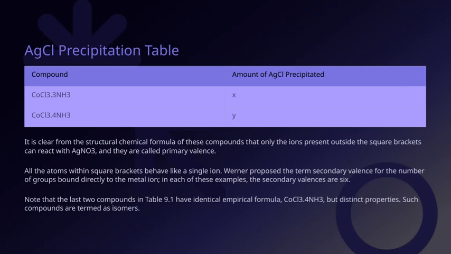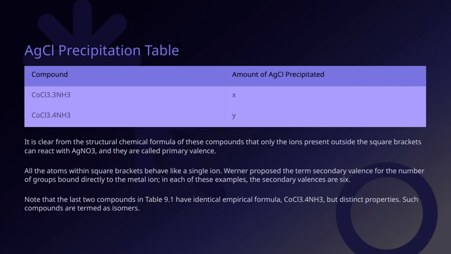Let's take a closer look at the last 2 compounds listed in Table 9.1. Although they both share the same empirical formula, CoCl3·4NH3, they actually have different properties. This is a classic example of what we call isomers, compounds with the same formula but different structures. Now, within these structures, notice the atoms inside the square brackets. These atoms behave collectively like a single ion. Werner introduced the term secondary valence to describe the number of groups directly bound to the central metal ion. In these examples, that secondary valence is 6, meaning 6 groups are attached to the metal.